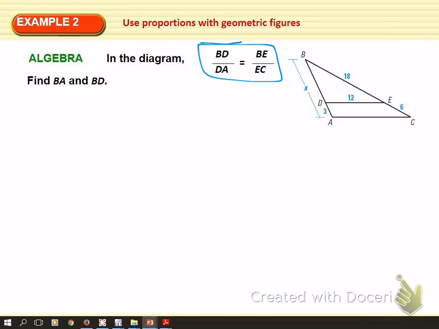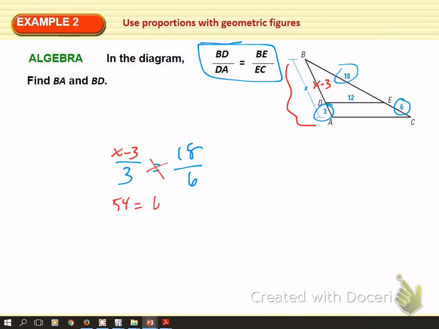Well, we're still just going to plug in what we know. BE is 18, so I'm going to fill this in backwards. EC is 6. DA is 3. Now, how long is BD? And you have to be careful here. The entire side of BA is x. So to find BD, we've got to subtract 3 from that x. So BD is x minus 3. There's the proportion that you want to cross multiply and solve. This is 54, 6x minus 18. Add 18 to both sides.